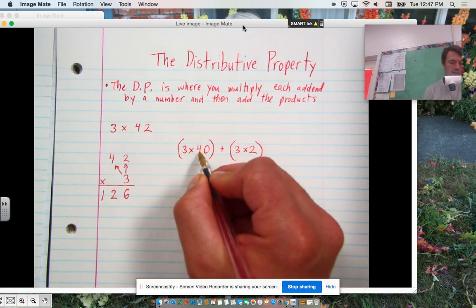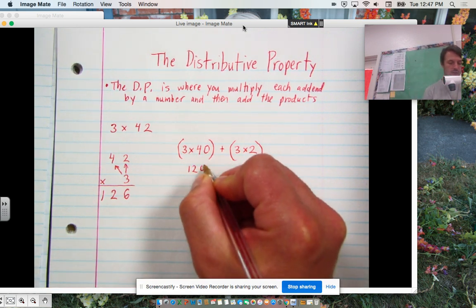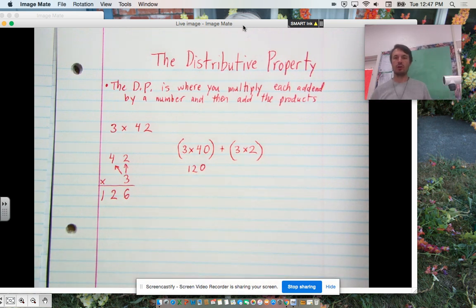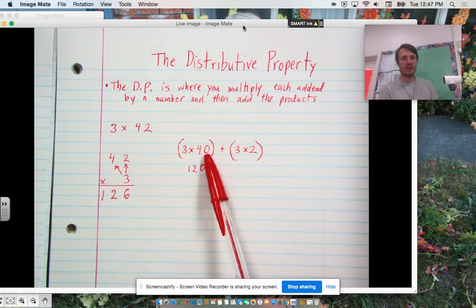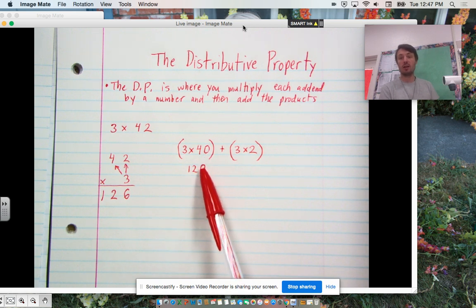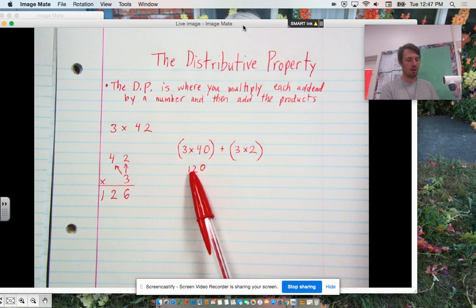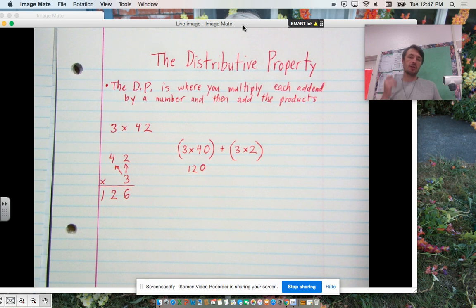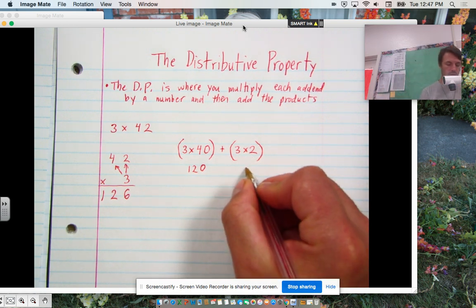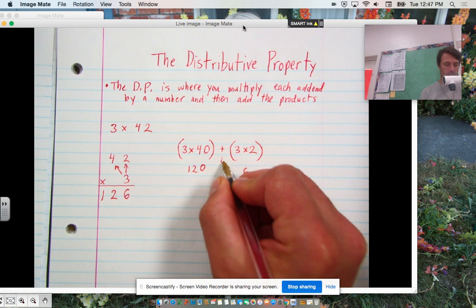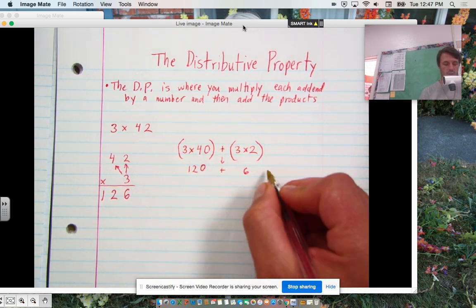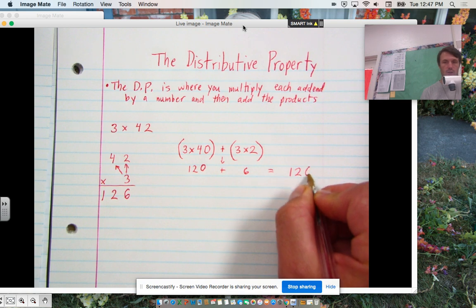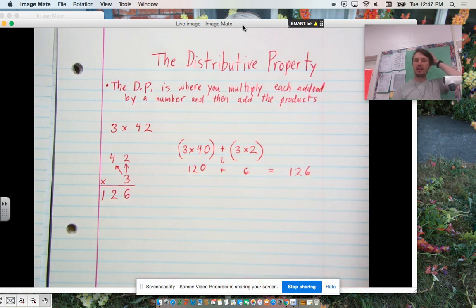Watch. 3 times 4 is 12, and then we add the 0. We learned a couple lessons ago that when you're dealing with zeros, you can just multiply without the 0 and then plop the 0 down in the final product. So 3 times 4 is 12. There's 1 zero in both factors, so we put it down in the product. 3 times 40 is 120. 3 times 2 is 6. Now we drop down this plus sign. We have 120 plus 6, and it equals 126. Okay, that is the distributive property in action. It's just a different way of finding the same answer.